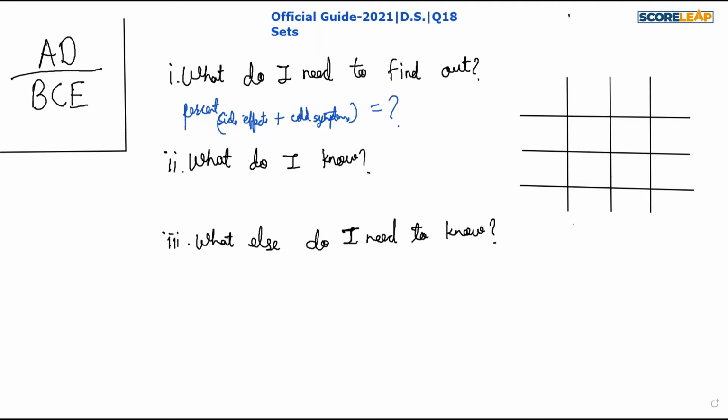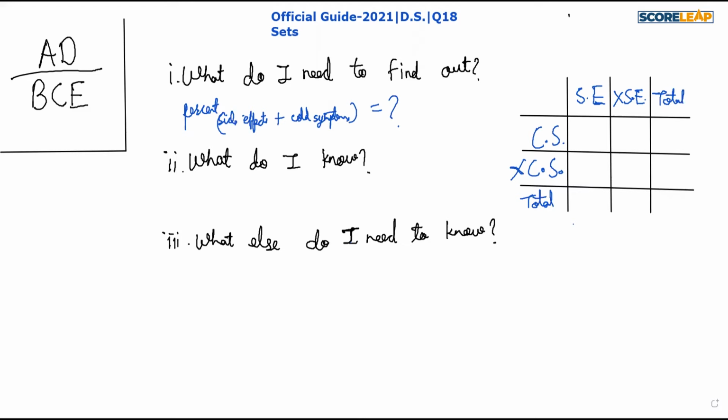The patients who experienced side effects, let us take them as SE, and the patients who didn't experience side effects are non-SE. The patients who experienced relief of cold symptoms are CS, and the patients who didn't experience relief of cold symptoms are non-CS. Here we have total and total.